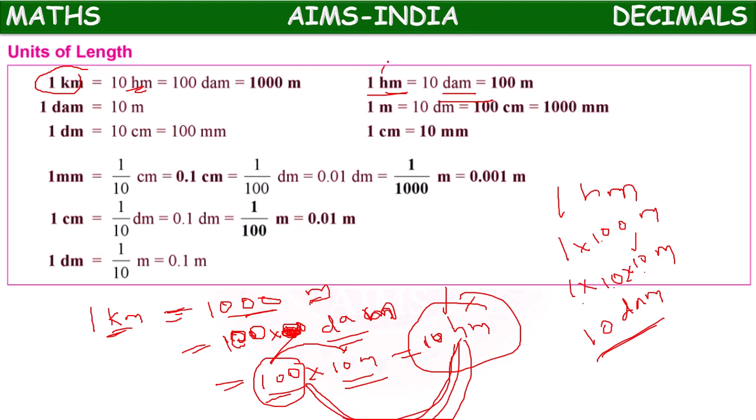Or in the place of H, directly we can keep 100. So we can remove H, we can keep 100. Then it will become 100 meters.